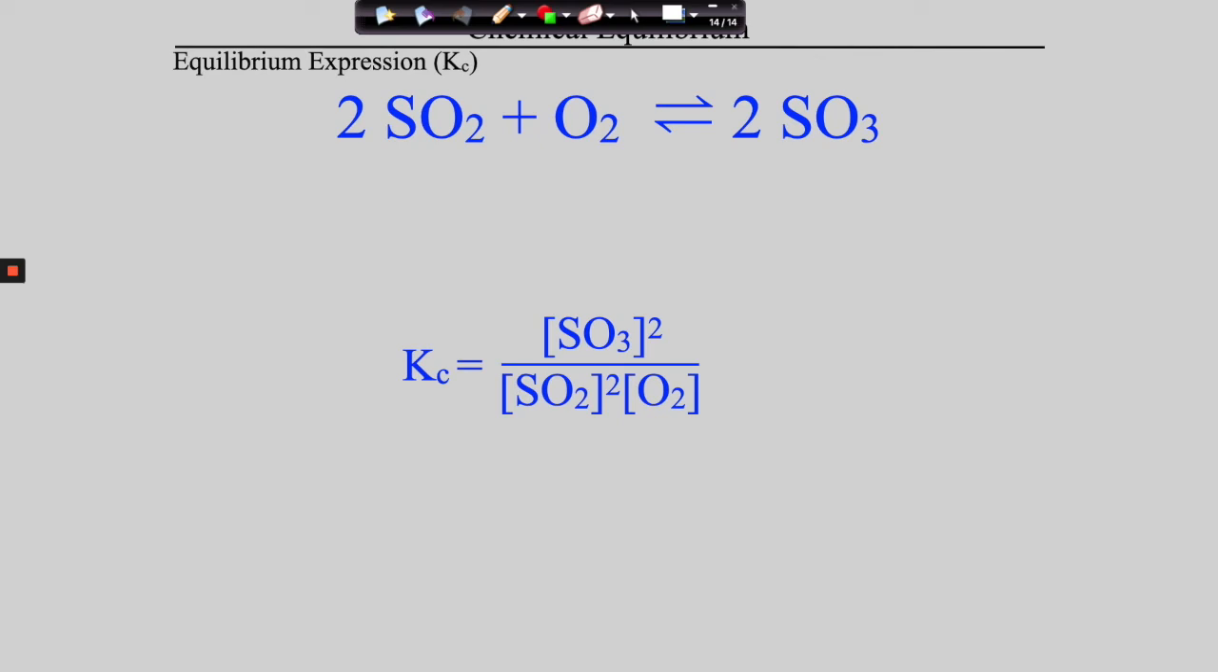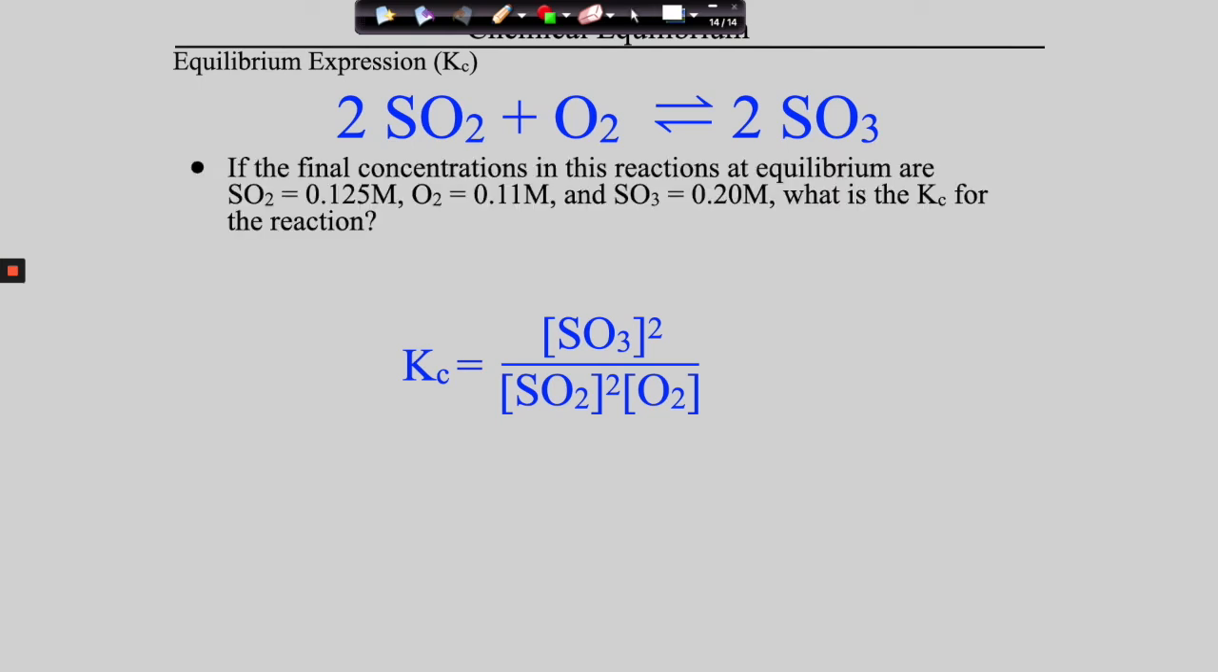Okay. So guys, this is the first skill that you need to have. You've got to be able to write Kc expressions from balanced equations. So what's left to do? Well guys, the answer is this. Now you've got to be able to solve these.